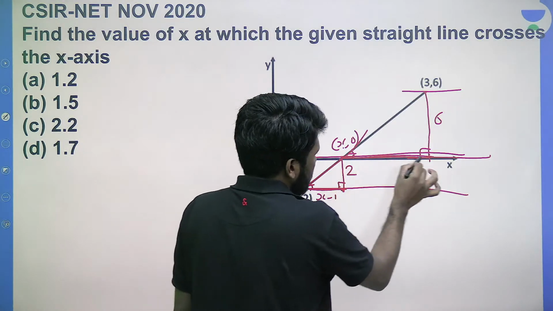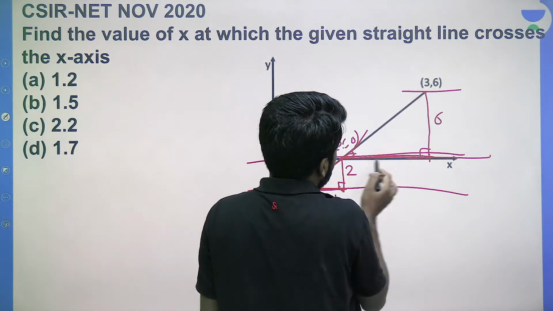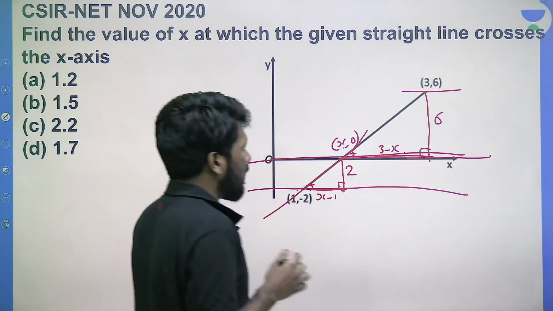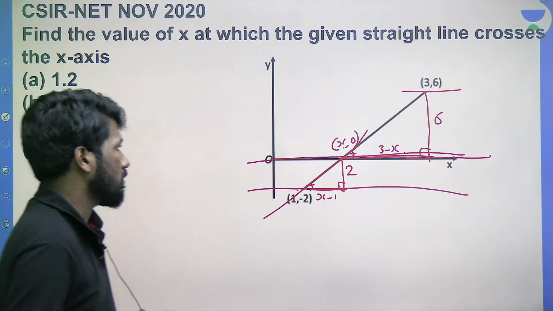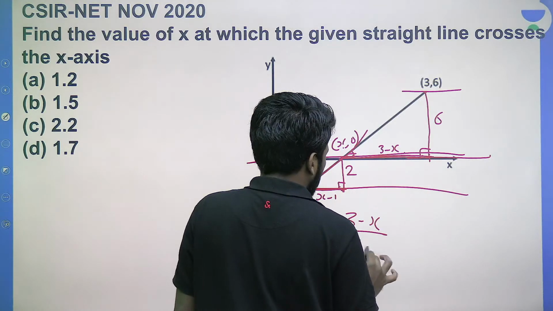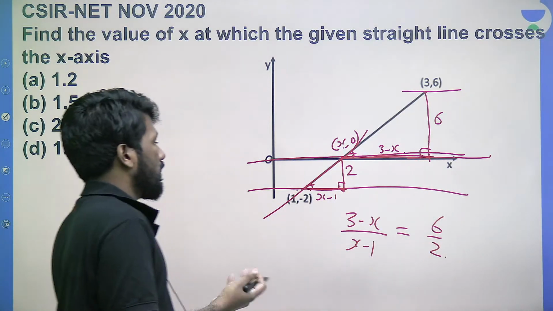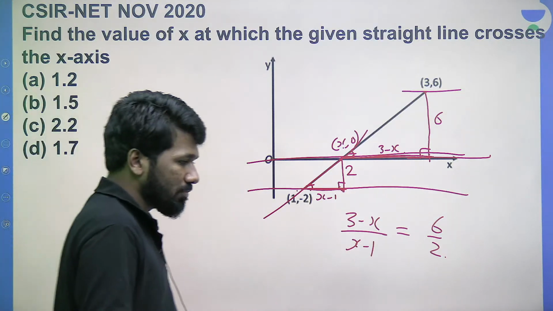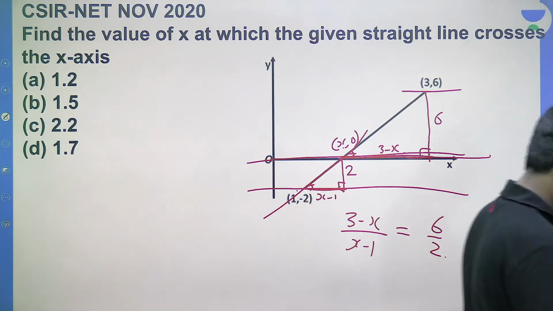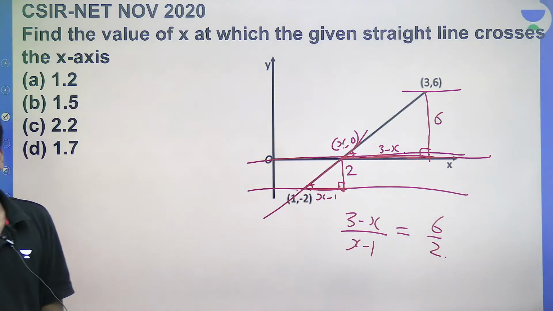And what about this? This will be 3 minus x. Did you all understand this? Please respond. So we can say this, 3 minus x by x minus 1, will be equal to 6/2. And if you simplify this, you will get the answer. Please respond all of you. Did you understand this or not? That is how you can do this question with the similar triangle property.